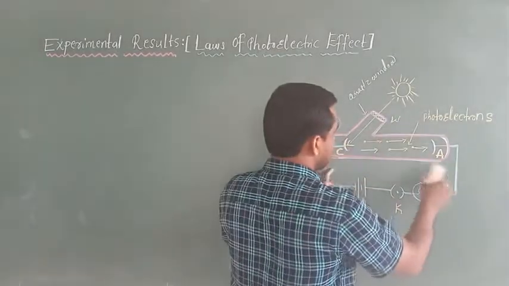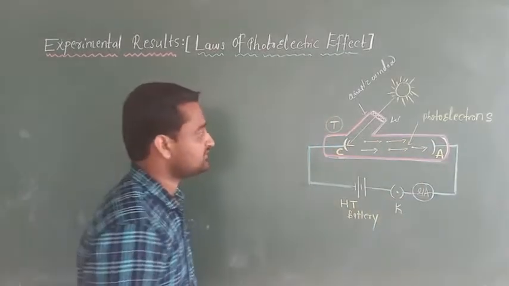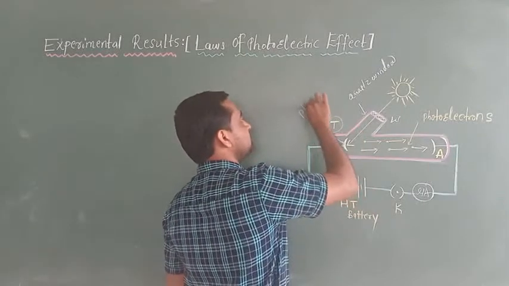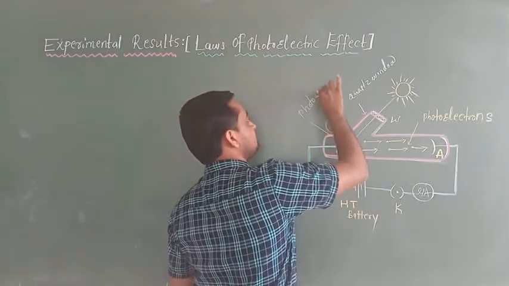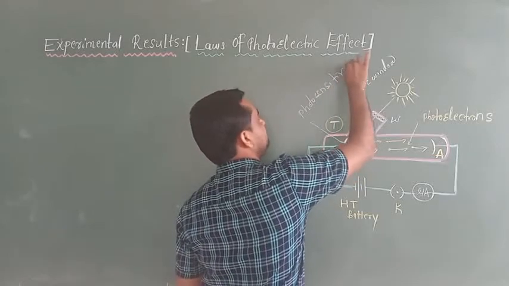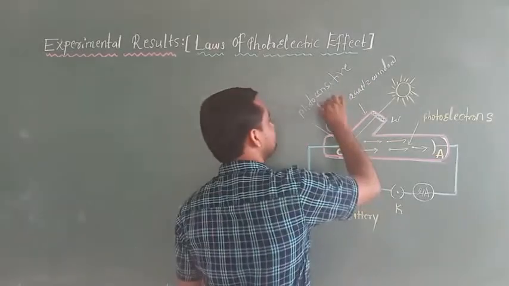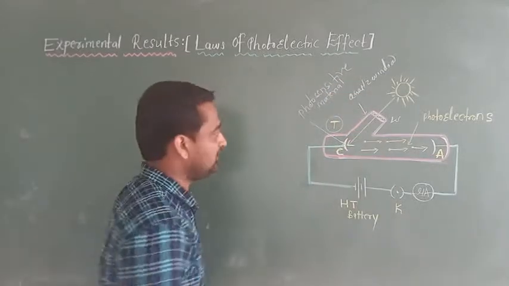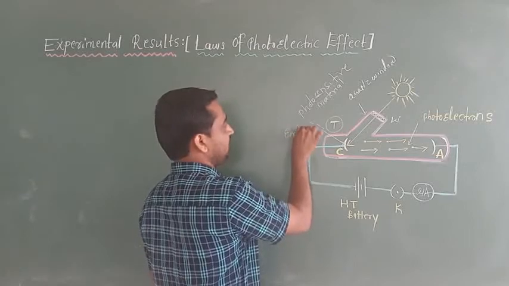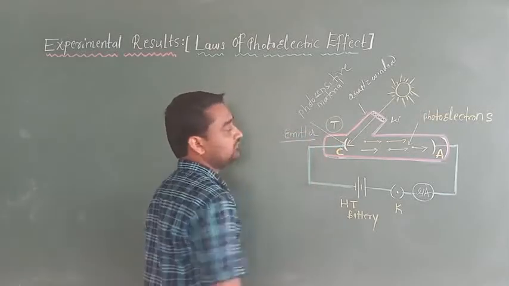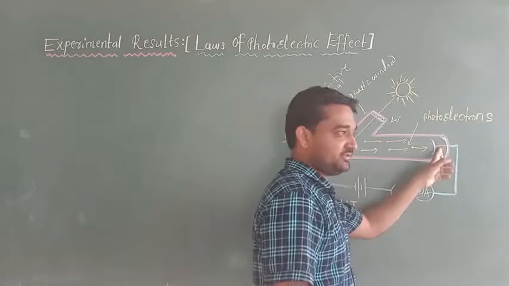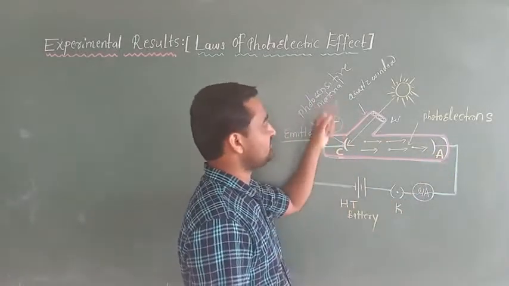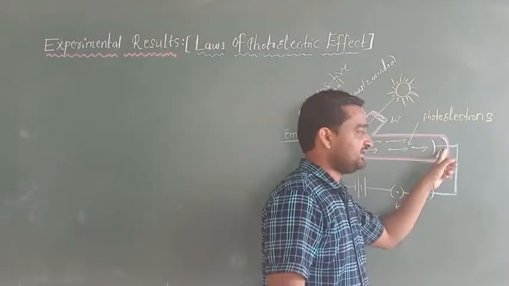Again, this glass tube is enclosed by a photosensitive material which acts as the cathode, C. It also acts as an emitter, which emits the electrons. Again, the evacuated glass tube is enclosed by the cathode, which is a photosensitive material, and it is also enclosed by the anode plate.